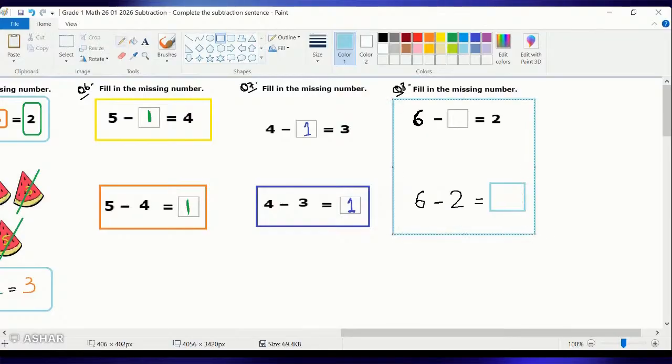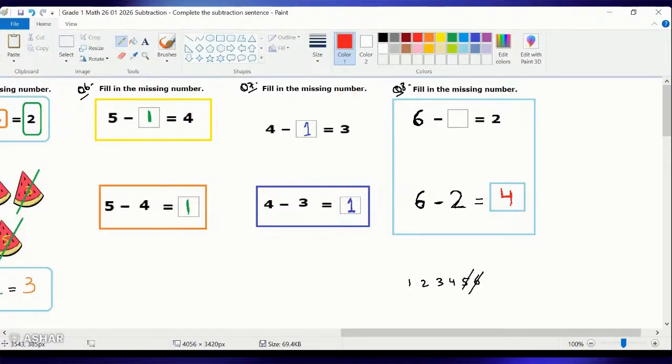Right? So what is 6 minus 2? We can simply write down the numbers. We can write down the numbers 1, 2, 3, 4, 5, 6. And we were doing 6 minus 2. That means we remove 2 from this. So we are left with a 4.